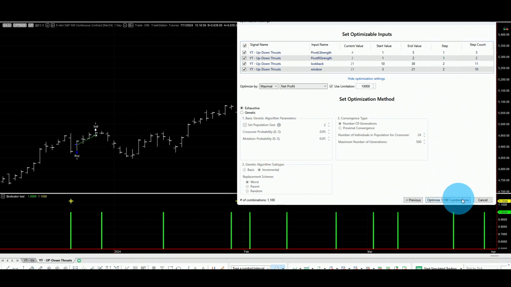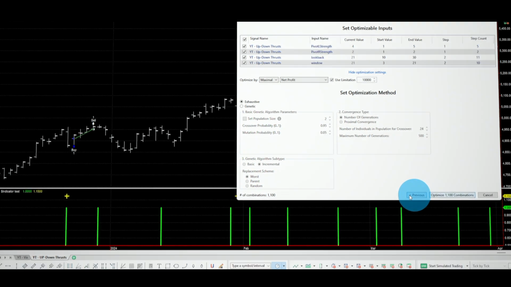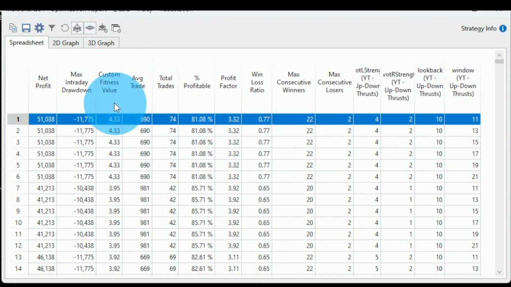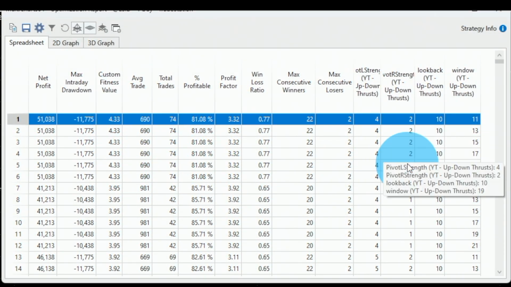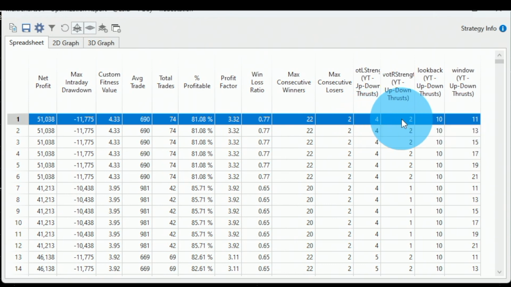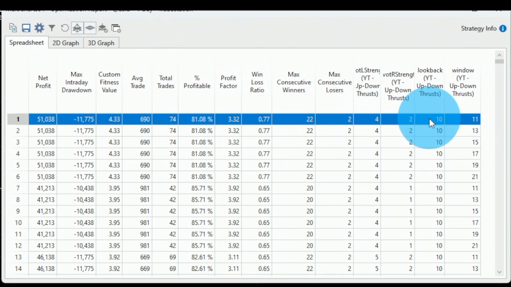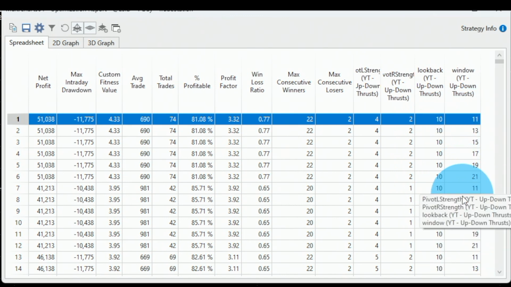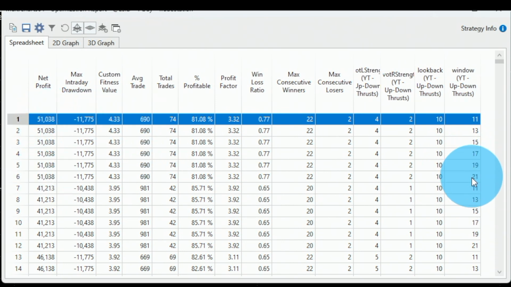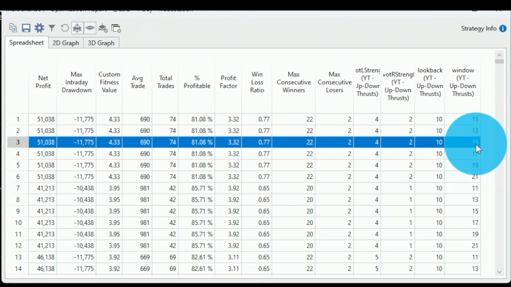So all in all, we get 1100 combinations. Here are the results sorted by return to drawdown. And we can see that 4-2 shows at the top a lot, so that seems good. But the look back period is 10, and then the window is all over the place, so I think it doesn't make any difference. Actually, here the top 5, they don't make any difference. So from 11 all the way to 21, they're all the same. So I'm going to pick like the middle, so 4, 2, 10, and 15.